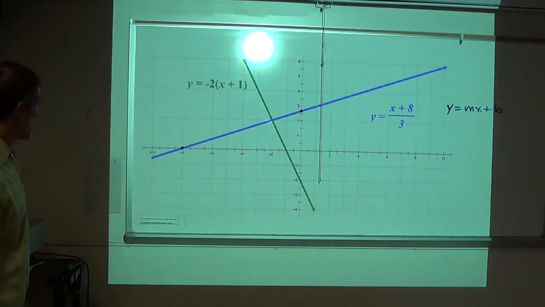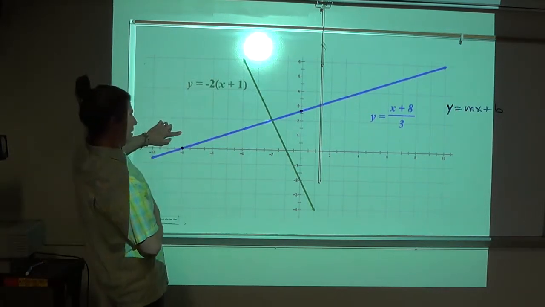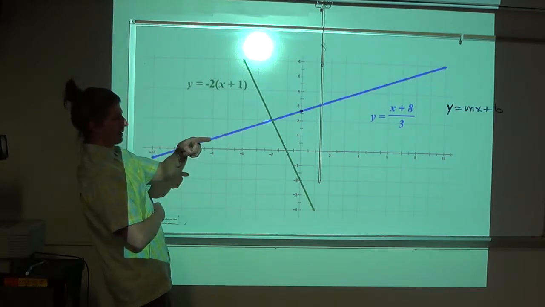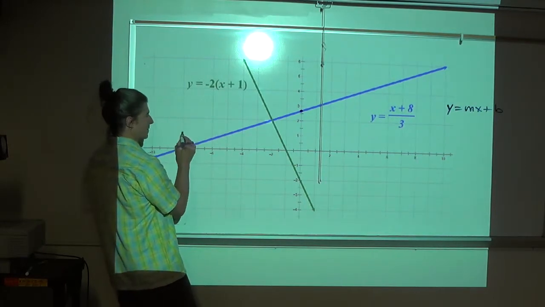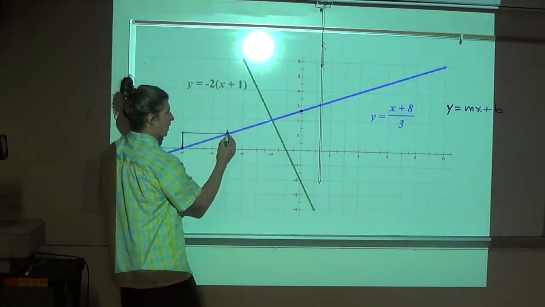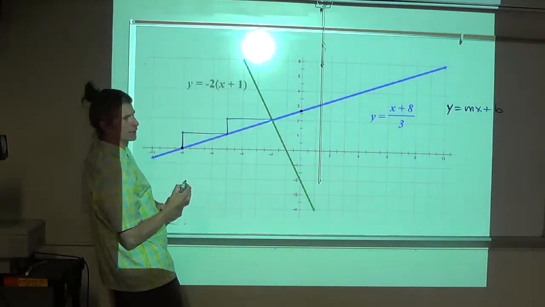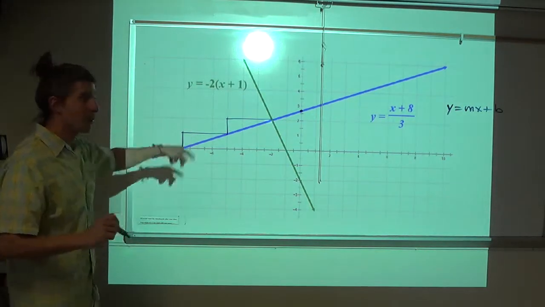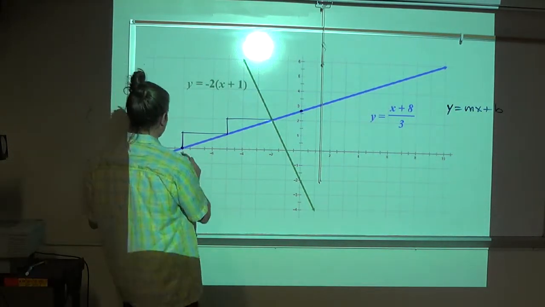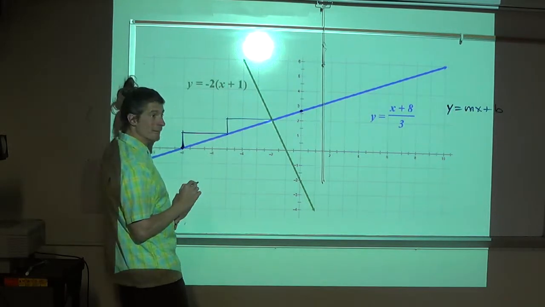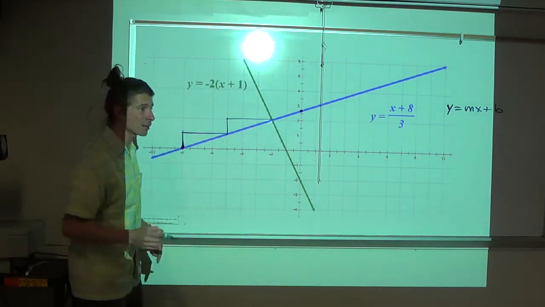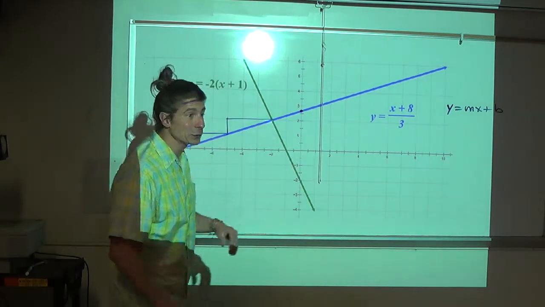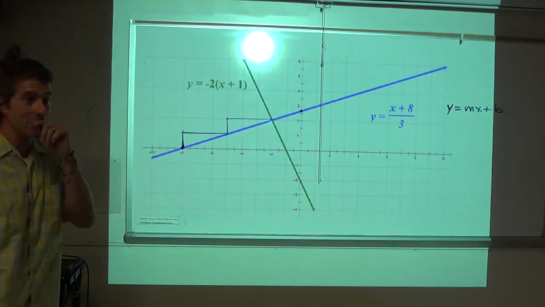I count up 1, and then over 1, 2, 3. Rise, run. Good. This is actually part of what the back half of today is all about, this basic idea of rise and run. Since you rose 1 and you're running 3, you get the same 1/3 that Taryn got with the equation. Very nice.